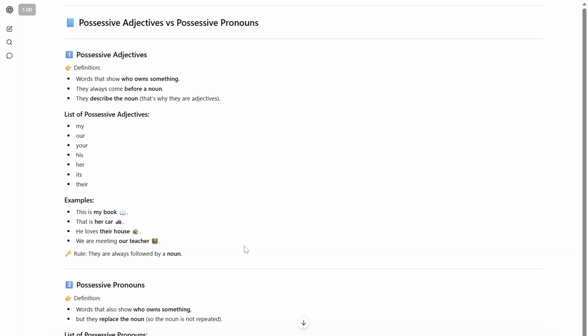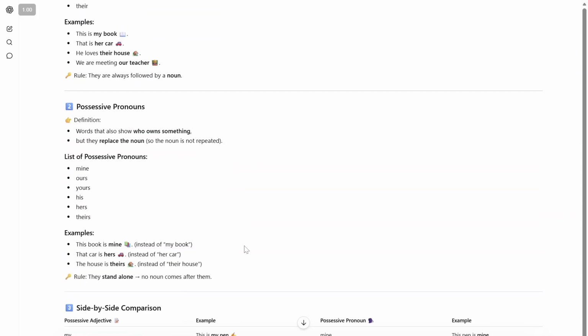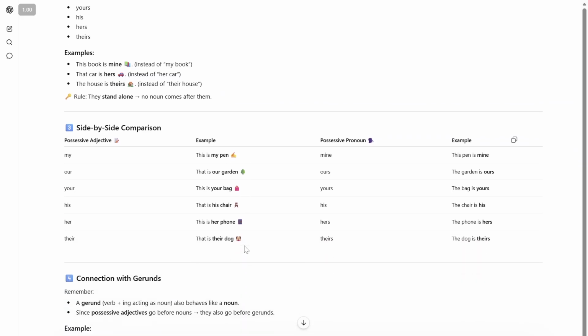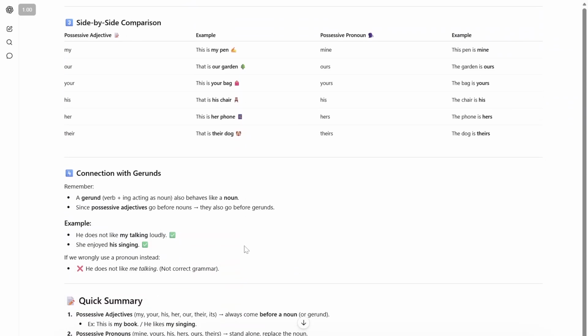Possessive pronouns. Definition. Words that also show who owns something, but they replace the noun, so the noun is not repeated. List of possessive pronouns. Mine, ours, yours, hers, theirs. Examples. This book is mine instead of my book. That car is hers instead of her car. The house is theirs instead of their house. Rule. They stand alone, no noun comes after them. Side-by-side comparison. Possessive adjective. Example, possessive pronoun. Example, yours.